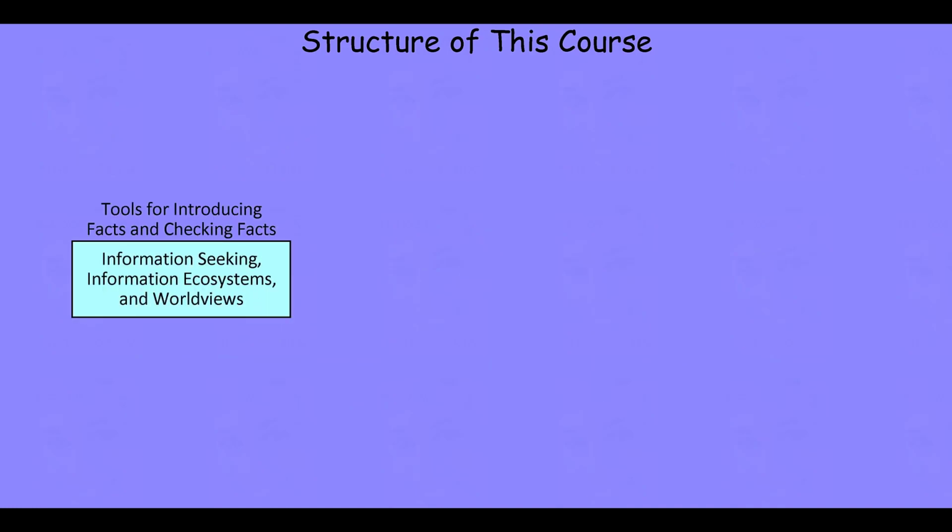Well, we're going to start off the course by looking at tools for introducing facts and checking facts. So we're going to read several chapters that deal with information seeking, and specifically that talk about developing and cultivating what I call information ecosystems. So infrastructure to gather facts, to check facts, to inform yourself, and so on. And we'll also talk about the development of worldviews and belief systems, and how you need to work on developing a worldview and a belief system using these information ecosystems.